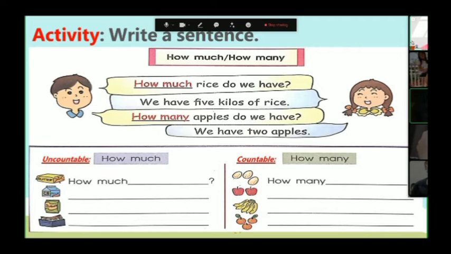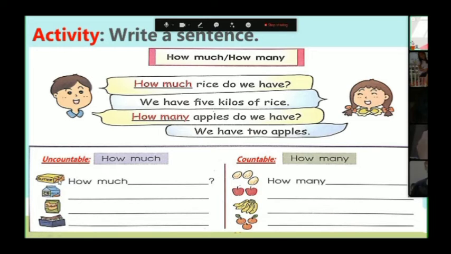How many apples do we have? Again, everybody read: how many apples do we have? Girls, read. We have 2 apples. We have 2 apples.